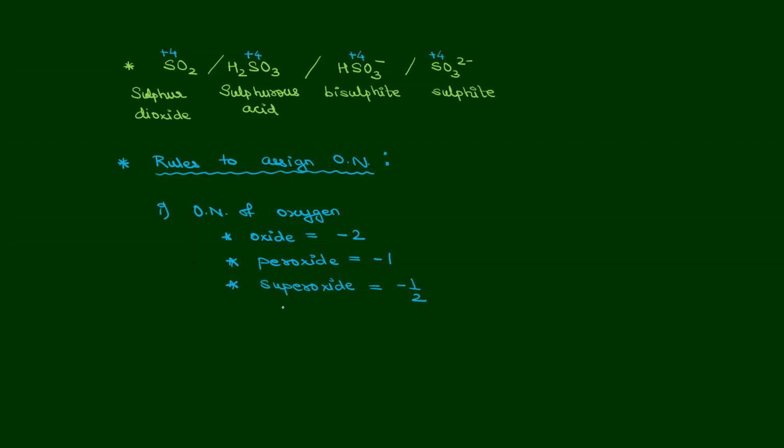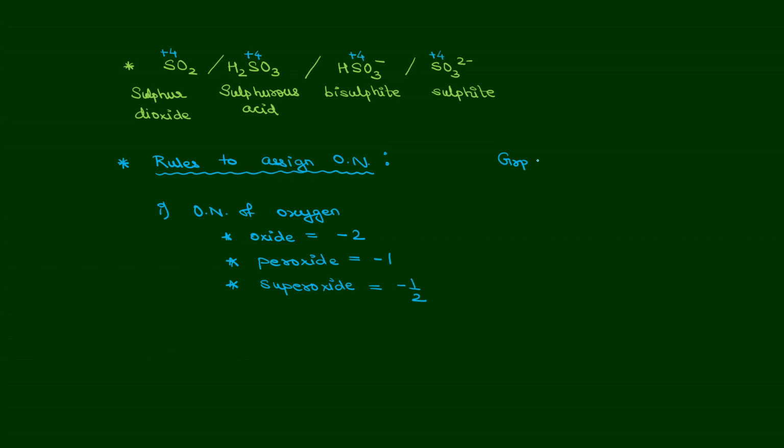In the textbook, they've given a few examples of peroxide and superoxide. Those are the only examples we have to know. We don't have to know any more, because superoxides are generally formed for heavy alkali metals only. Alkali metals are the group 1 elements.